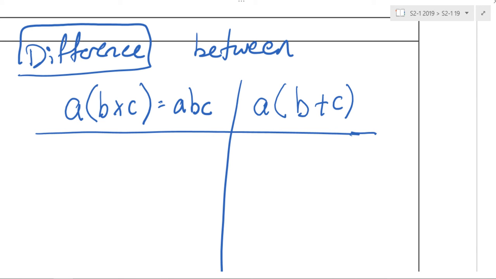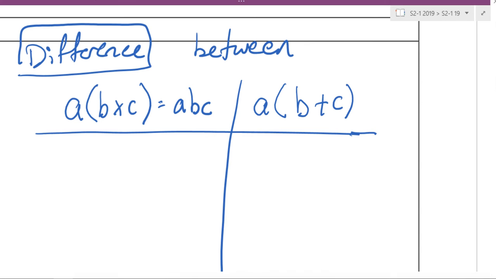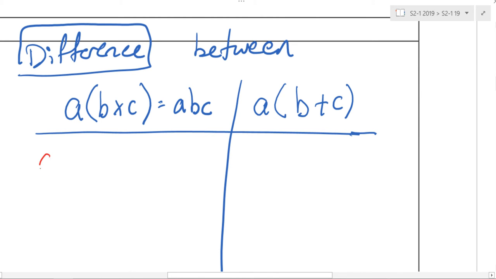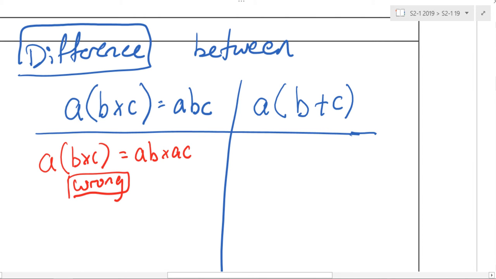Yeah. The popular mistake. Can I write in red for the wrong one? You also write in red. A lot of discussion. Very good. Can you write down the wrong one? A bracket B times C is equal to AB times AC. This is wrong. And you need to know why. Can we start?